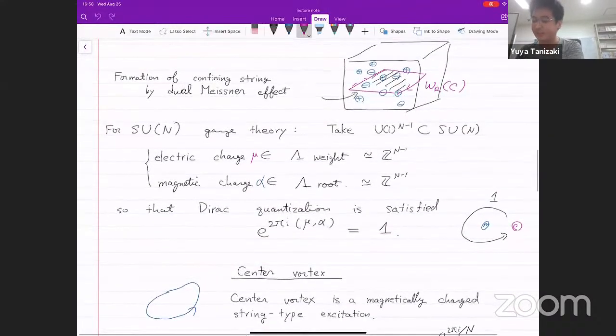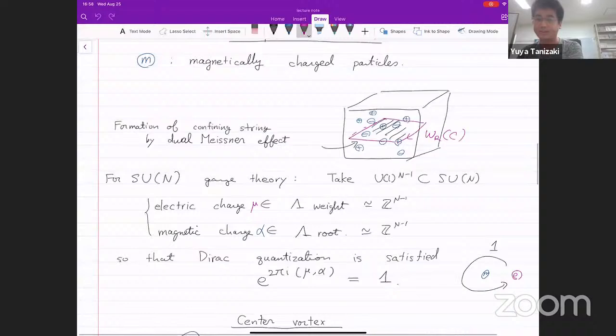In the case of SU(N) gauge theory, we usually take the maximal abelian gauge, taking the maximal abelian subgroup U(1)^(N-1) of SU(N). And we claim that the electric charge mu belongs to the weight lattice, which is isomorphic to the integers to the N-1. This proportional factor is very important to discuss what kind of monopole charges are really condensing.